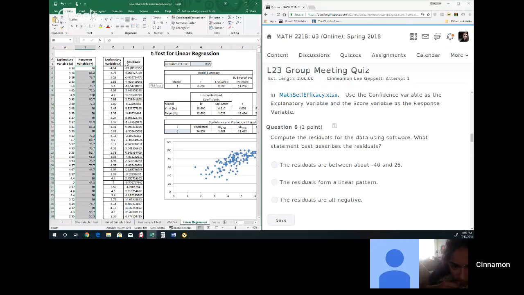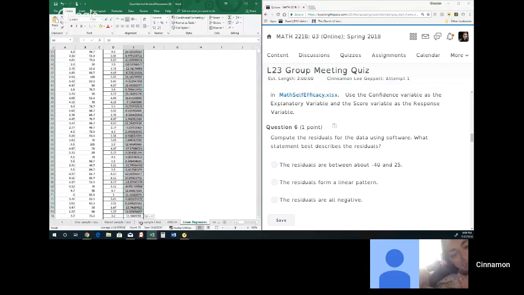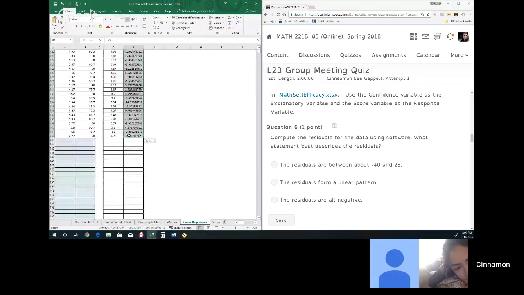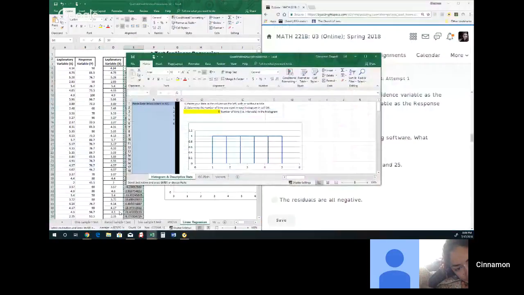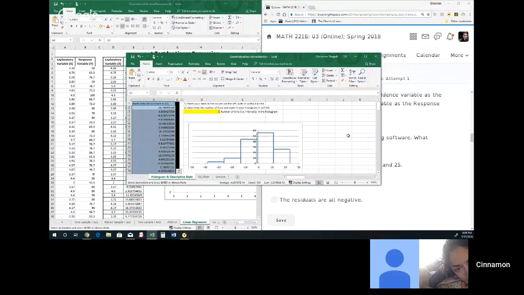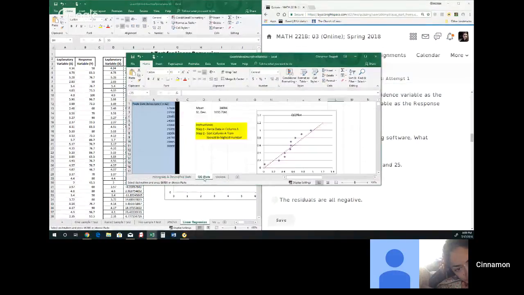So I could try this, and maybe you guys can help me figure it out. If we take their residuals right here, and we copy them, and I go and get that QQ plot, and I put it in right here, and I paste the values into there. Oh shoot, that needs to go into the QQ plots. And paste the values in.